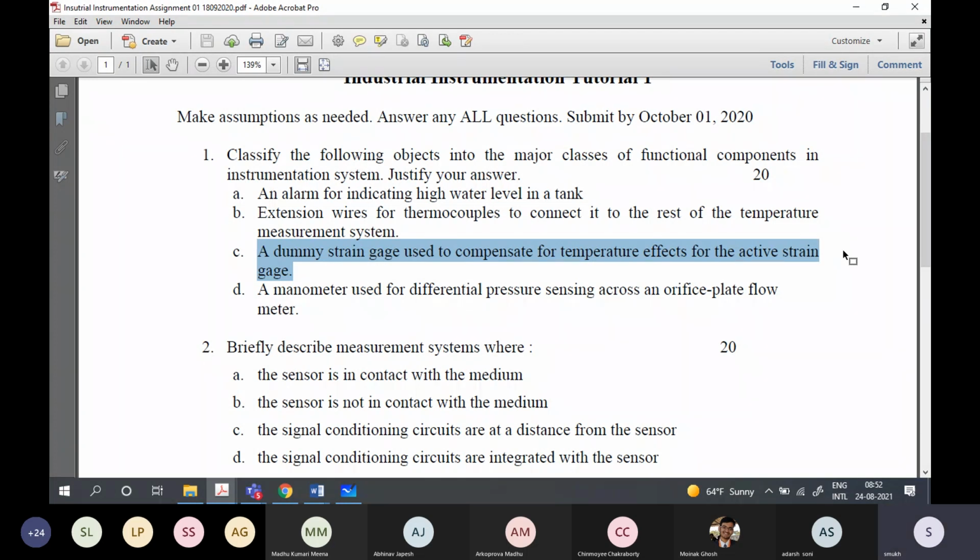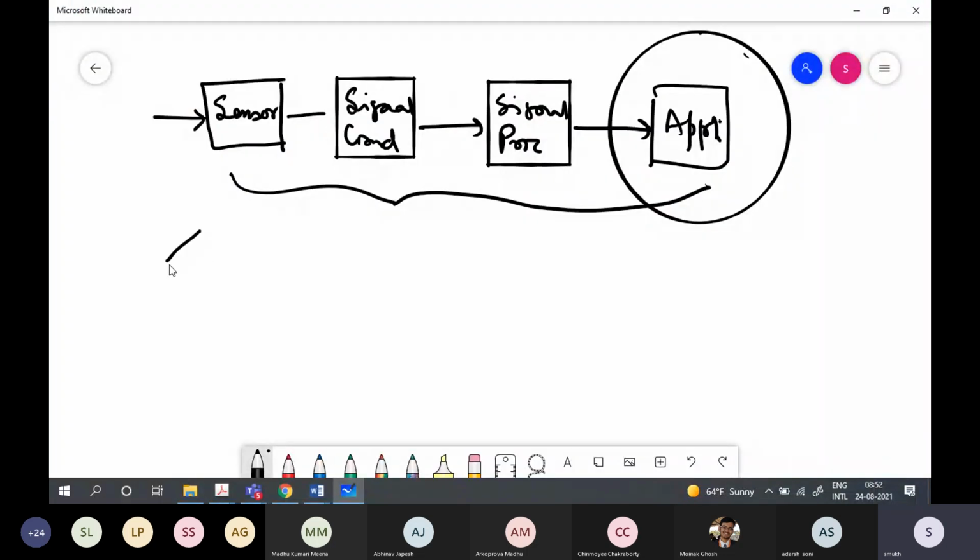But a dummy strain gauge is not fixed to the body. It is placed close to the active gauge so that it senses the same temperature, but it is not connected to the body. So it does not sense the strain. And it is placed in some arm of the bridge. So it's like this, probably you can imagine that.